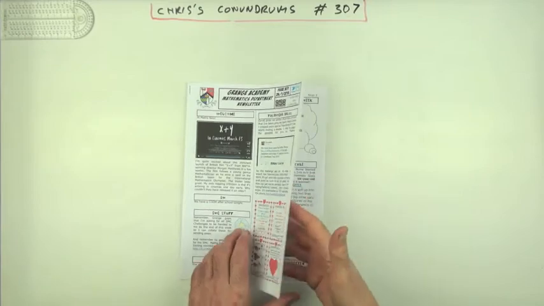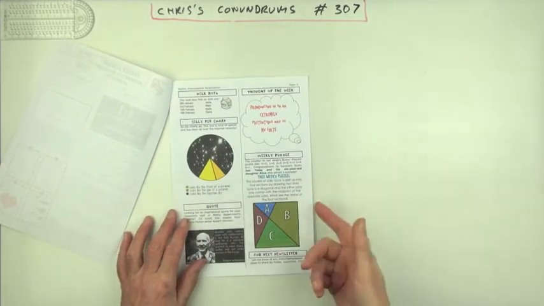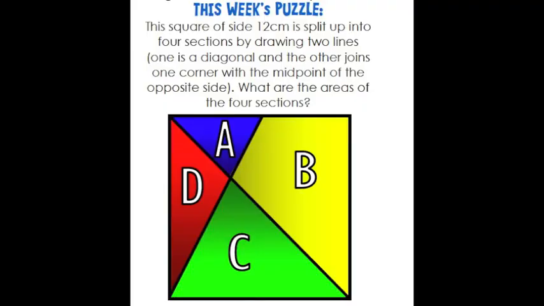Issue 307, Weekly Puzzle. This week's puzzle. This square of side 12 centimetres is split up into 4 sections by drawing 2 lines. One is diagonal and the other joins one corner with the midpoint of the opposite side. What are the areas of the 4 sections?